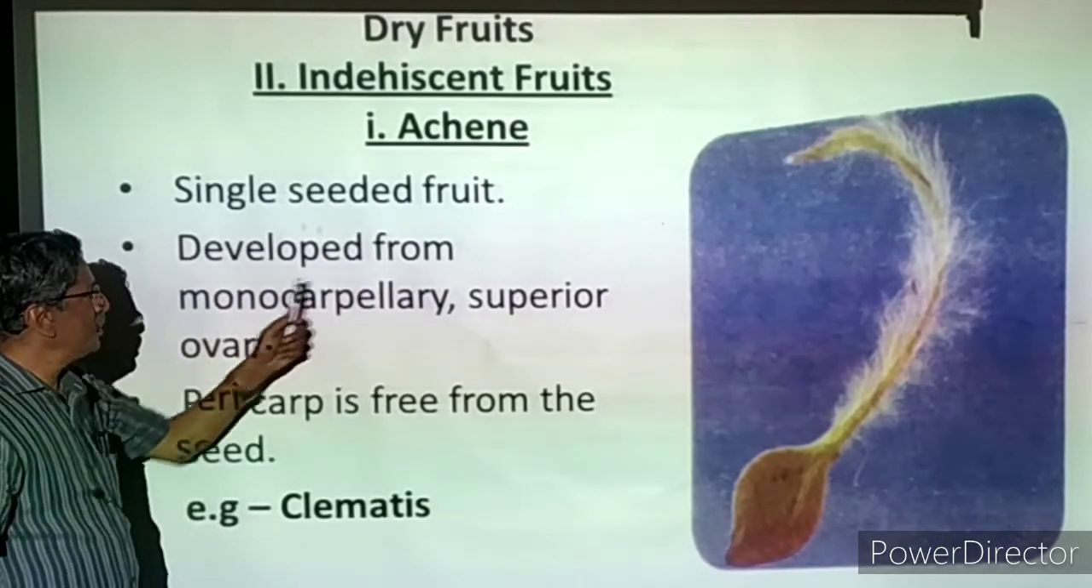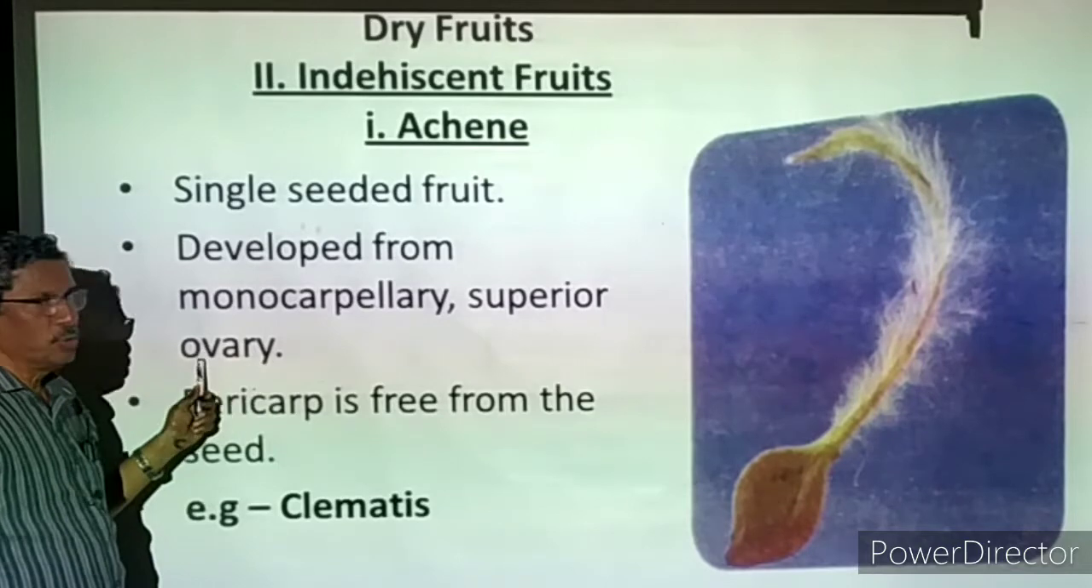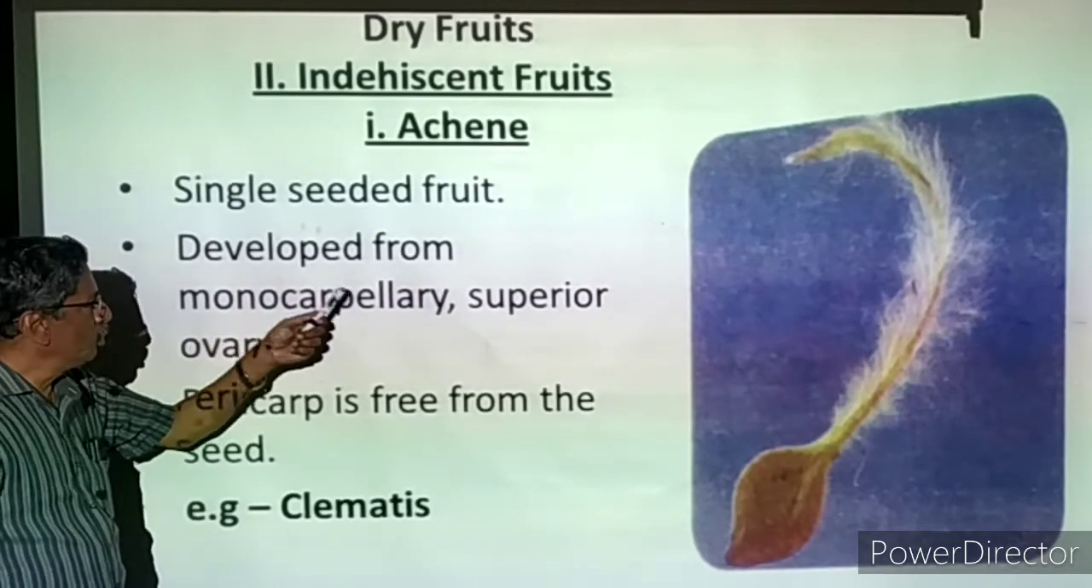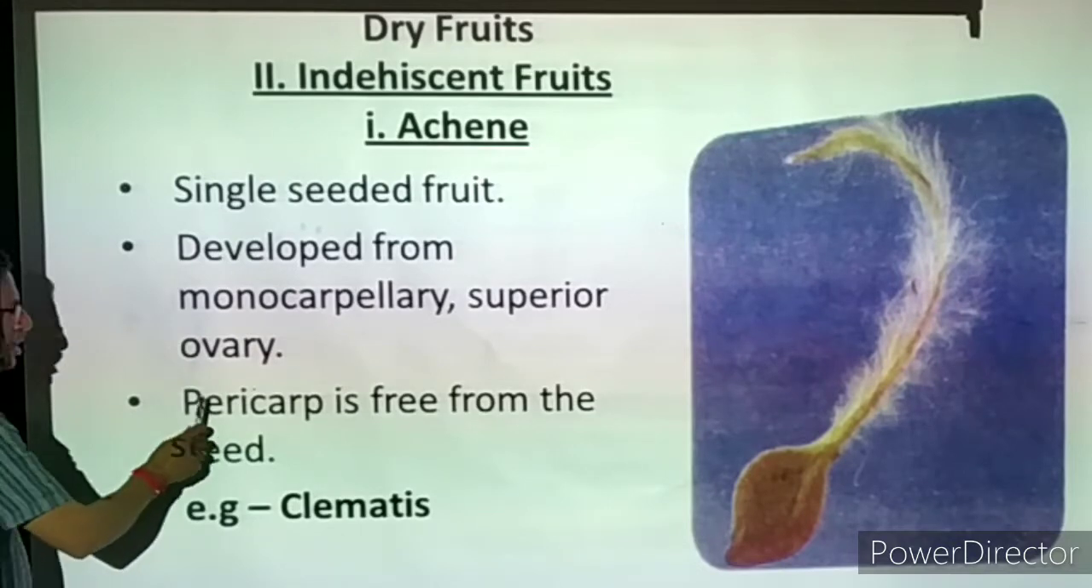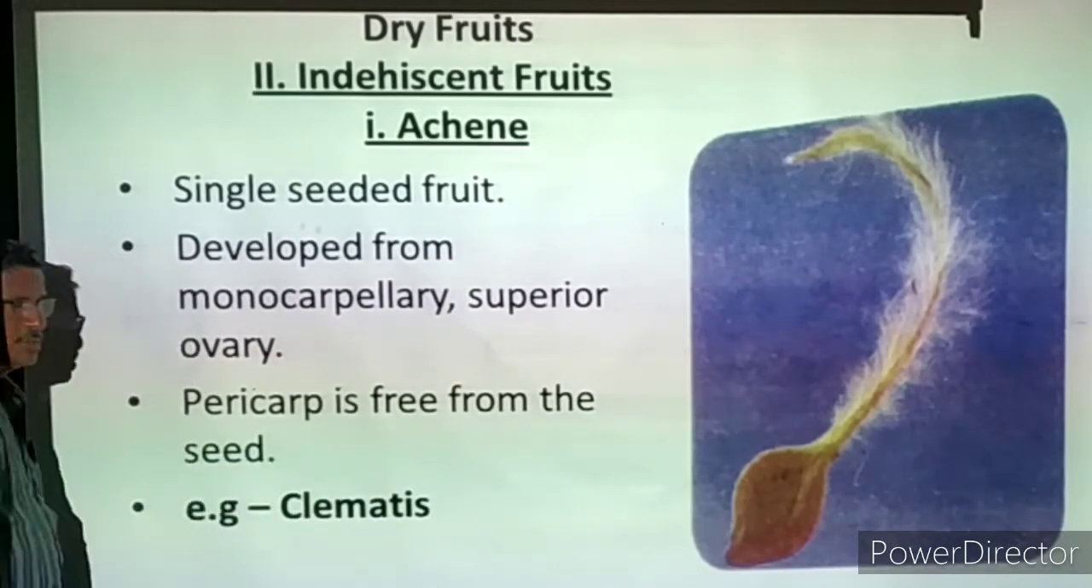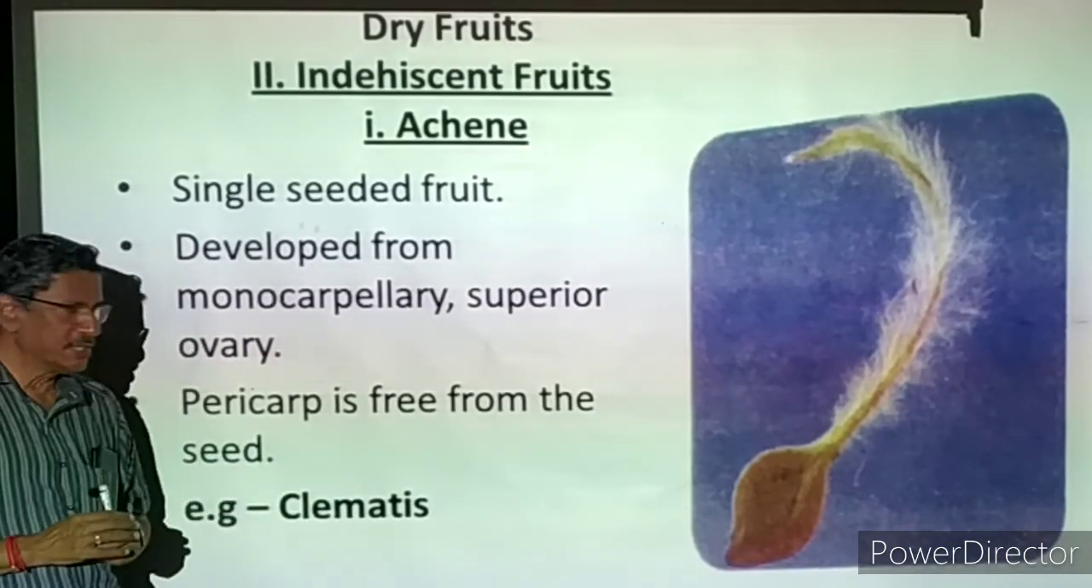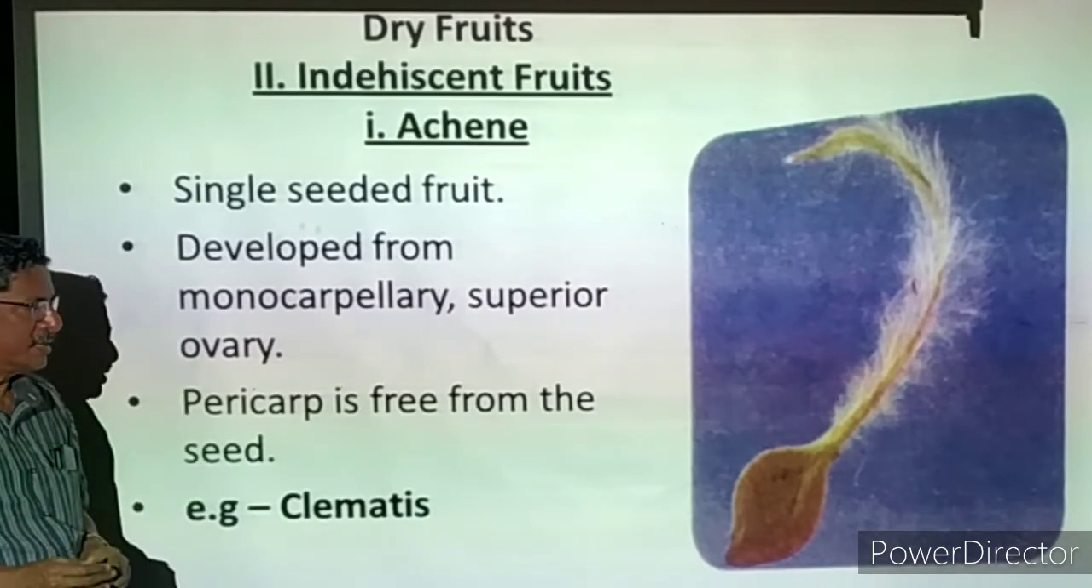It is developed from a monocarpellary superior ovary. I did not explain this. The ovary is having only one carpel, and it is a superior ovary. Pericarp is free from the seed coat. Now we have to see the importance of this character. This is a very, very important character.